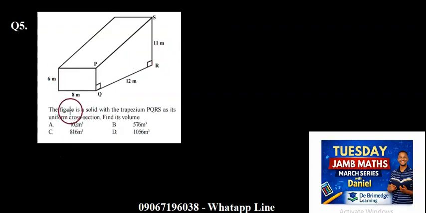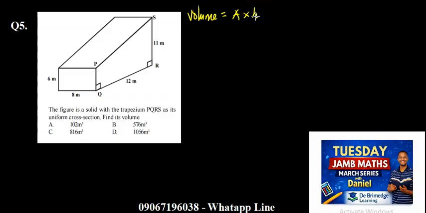We'll move on to this question now. It says that the figure is a solid with trapezium PQRS as its uniform cross-section. Find its volume. Okay, now we're asked to find the volume. Remember that the volume of a solid shape is equal to the area times the height.